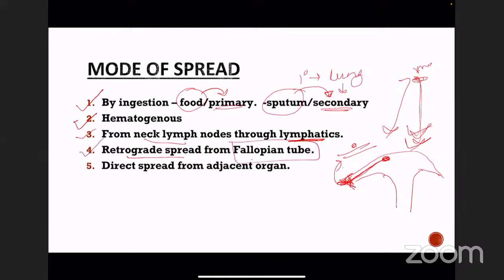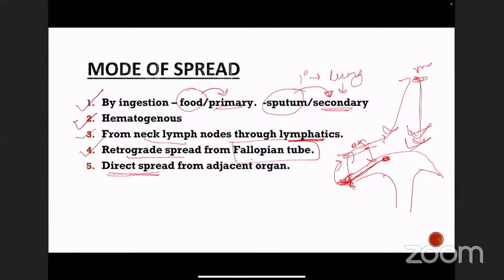And the fifth one is direct spread from an adjacent organ. As I said previously, this can also directly spread to the intestine. If this intestine is having tuberculosis, it can spread to this part, to a fallopian tube. It can go to the lymph nodes also. It can go to the peritoneum, omentum, or any surrounding structure. So that is the direct spread, right? So these are the five routes of spread.